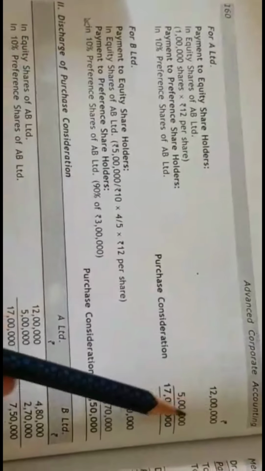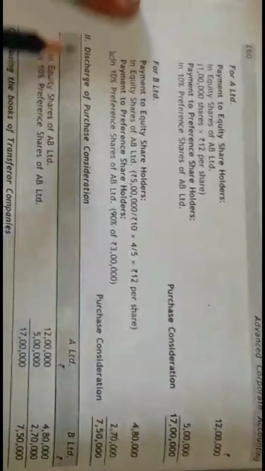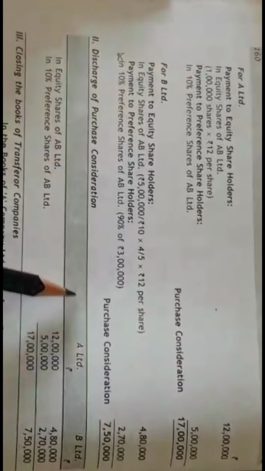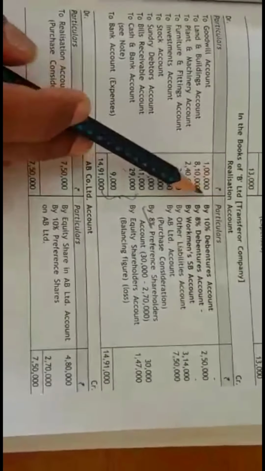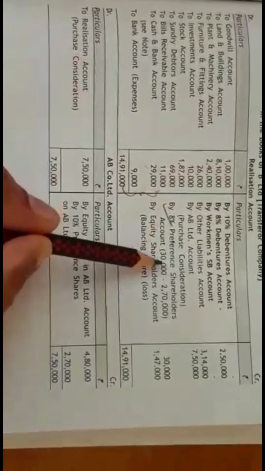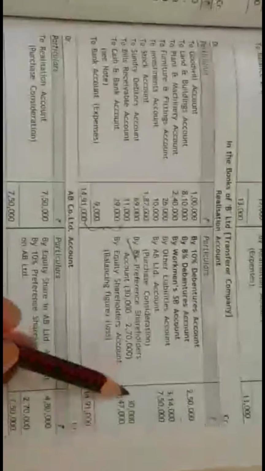This is regarding the PC calculation. I have already discussed it, students. Go through this, and this is regarding discharge of PC. You are supposed to prepare the realization account, purchasing company account, 8% preference share account, equity shareholders account, and cash and bank account. And then similarly, in the books of B Limited, prepare the realization account. Here you note down that for the preference shareholders you are paying only 2,70,000 and the 30,000 will be the profit. This is rupees 3 lakh.